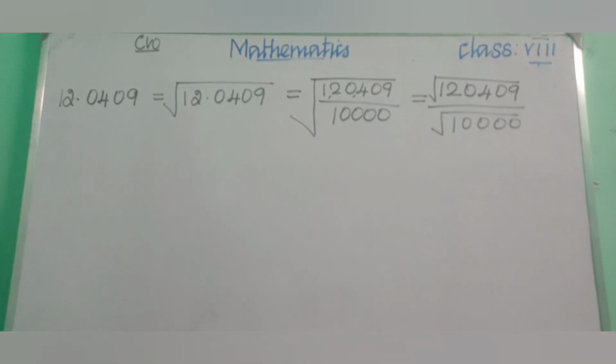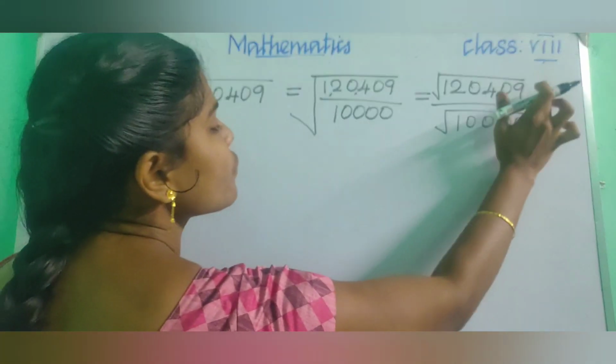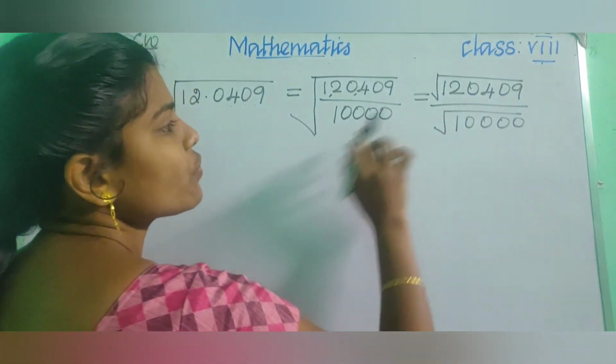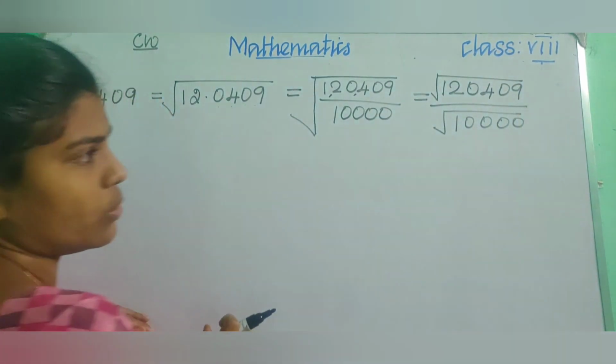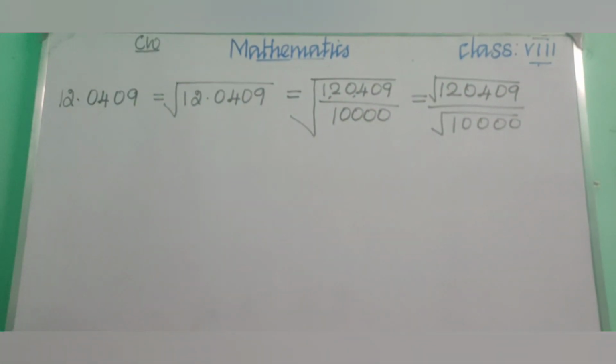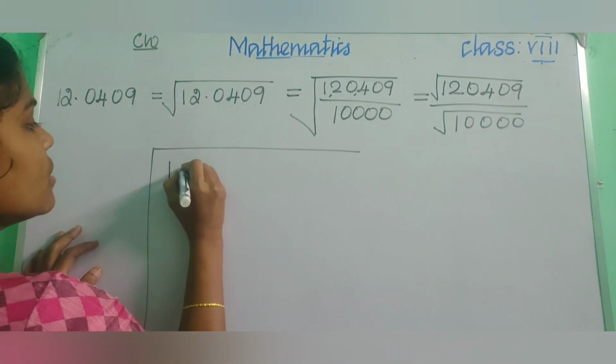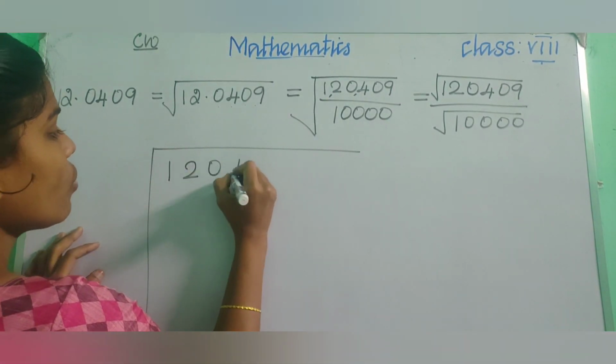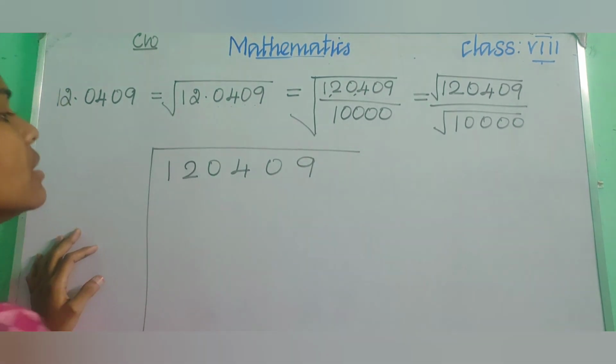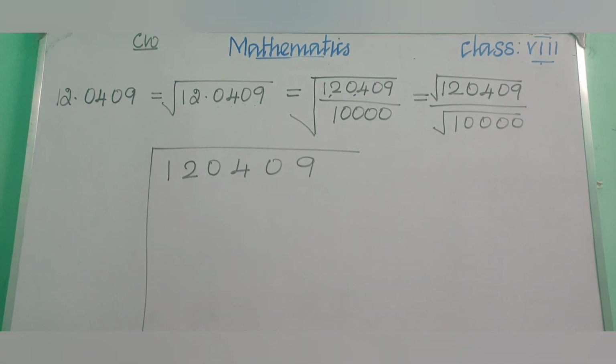Okay, children, now we are going to use the long division method for this. We are going to find the square root for these numbers alone. So let us find. See, we are having 1,20,409, right? So for doing the long division method, what is the first step?